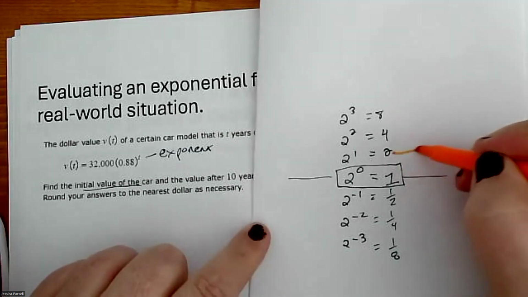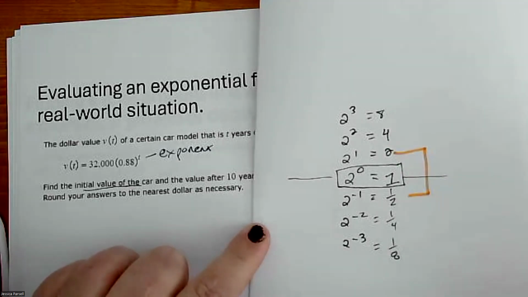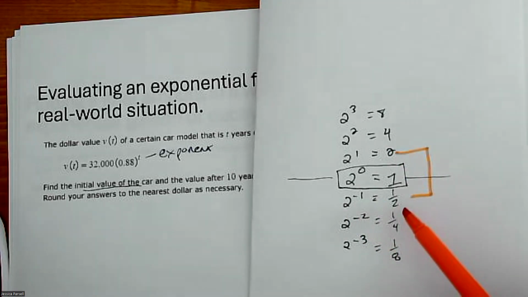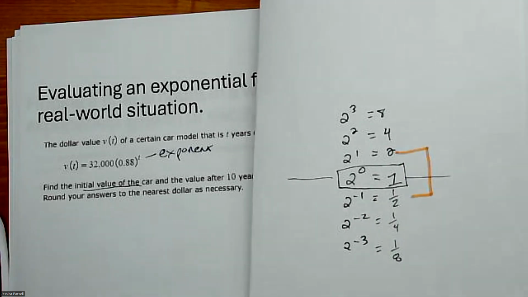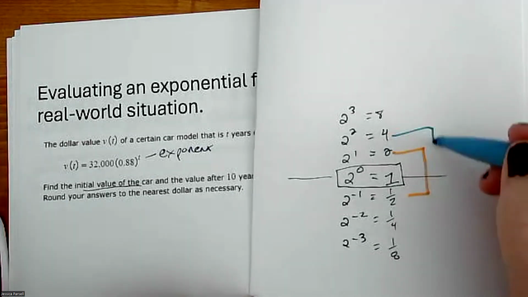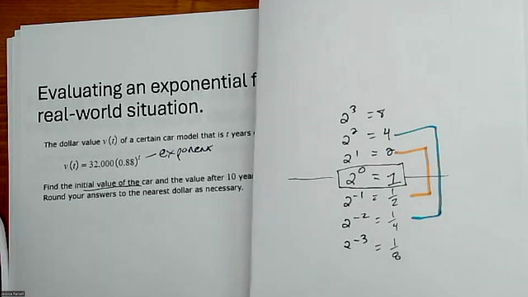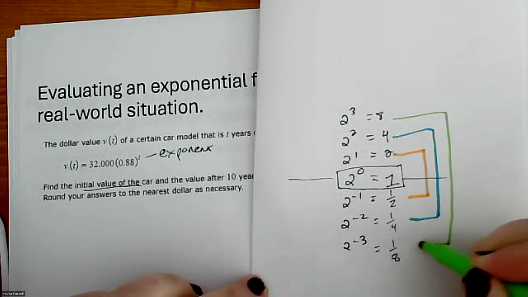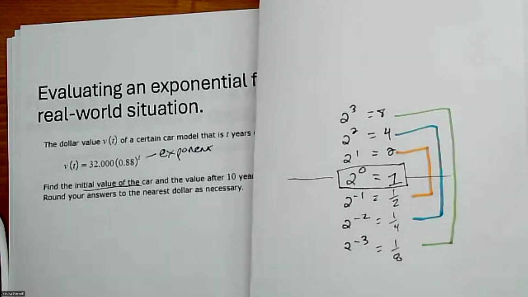So hopefully you see that 2 to the first power is 2. Well, 2 to the negative first power is 1/2. 2 to the second power is 4. 2 to the negative second power is 1/4. And then 2 to the third power is 8. 2 to the negative third power is 1/8. So you can kind of figure out the pattern there. I'm going to let you think about that while we move on, but there's a little pattern there.